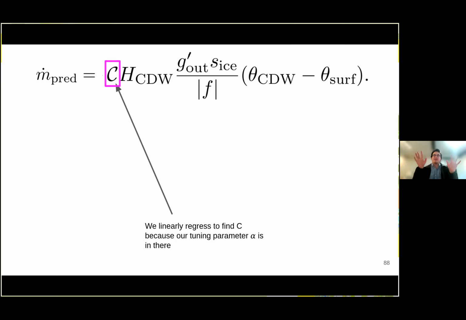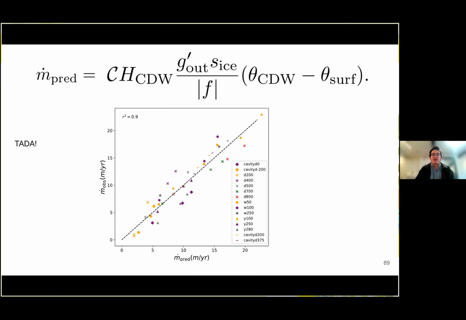And the key point is that we're going to choose one C or one alpha for every ice shelf. So we're not tuning per ice shelf. We're picking one value for all the ice shelves. Great. So we linearly regress and we apply our equation and we get this pretty nice looking line.